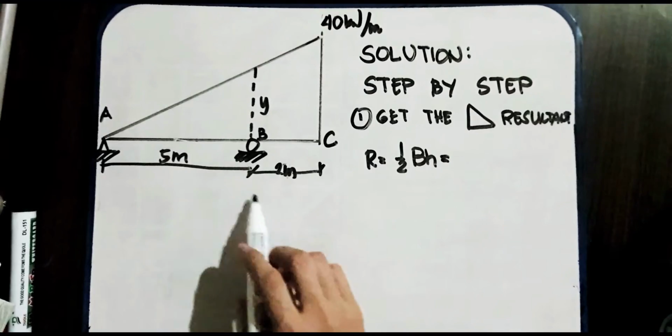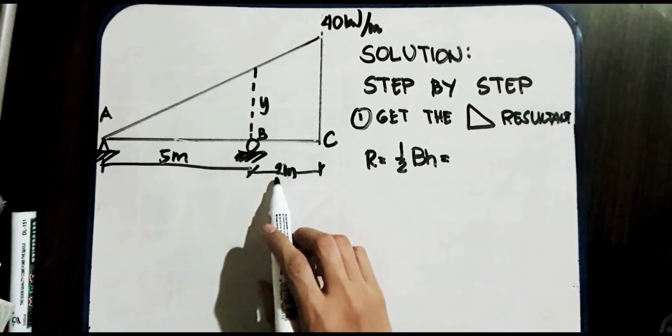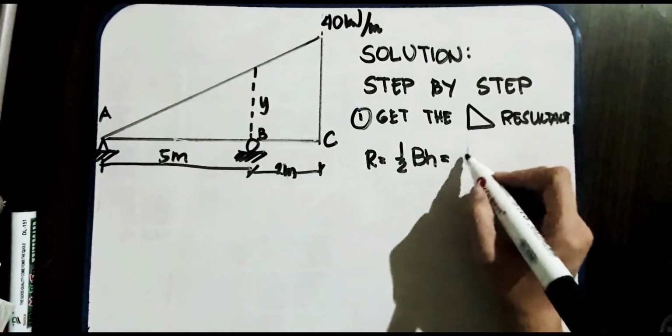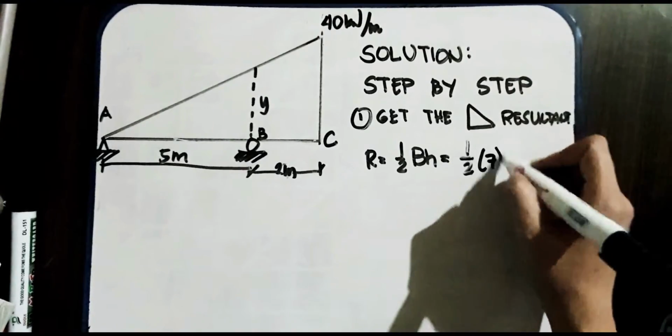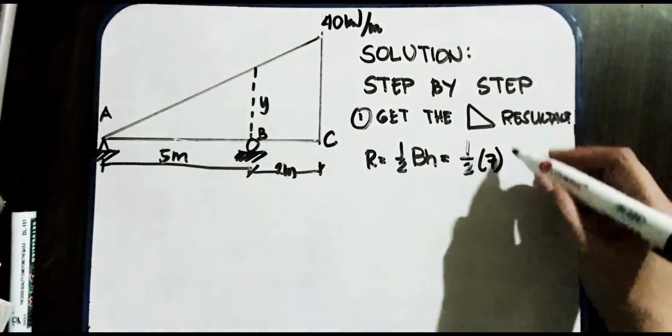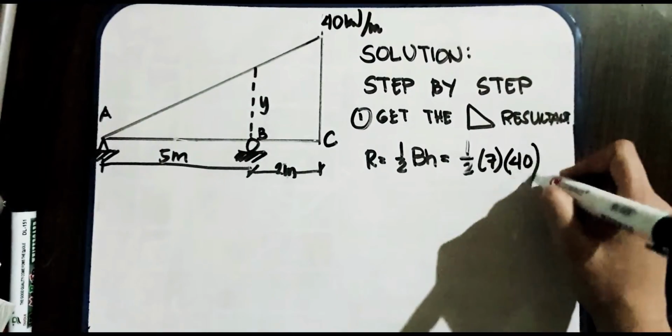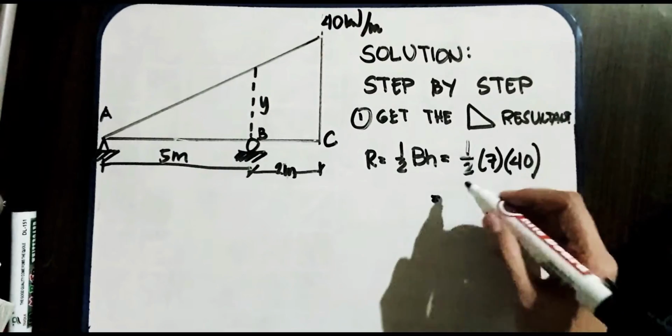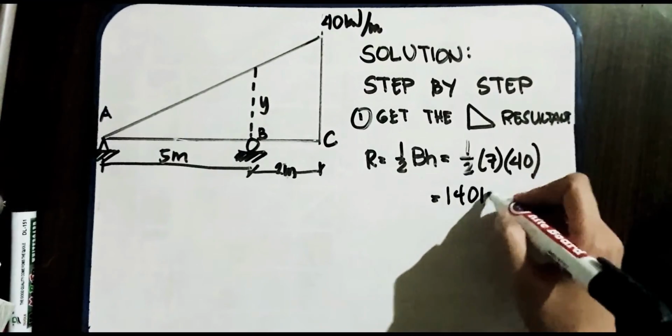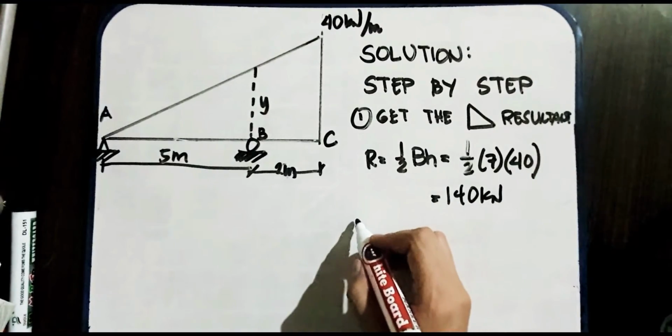Yung base ko, pwede kong gawin as 7. So, 5 plus 2 is 7. Okay? 1/2 multiplied by 7. Ano naman yung height ko, which is 40. Lagay ko dyan as 40. So, i-compute natin. So, 1/2 times 7 times 40 is 140 kilonewton.